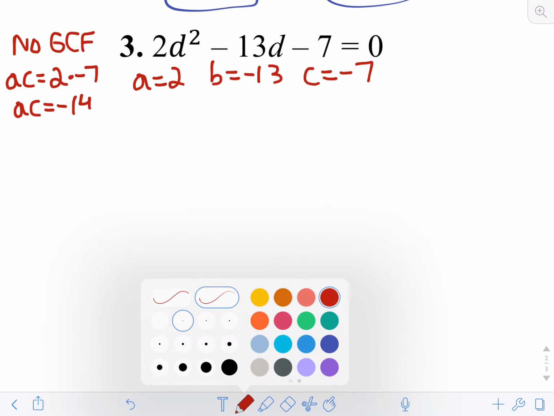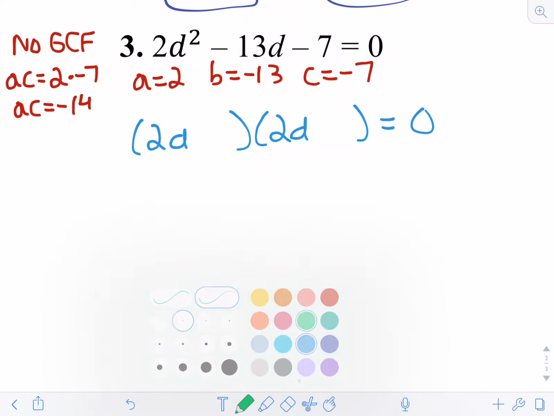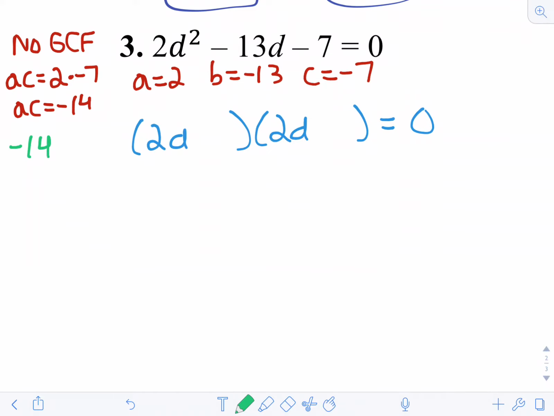Right, so I know that I'm going to have 2D plus or minus something, 2D plus or minus something, and that's going to be equal to 0. So I'm going to look to see what two numbers will multiply to give me negative 14 and add to give me this negative 13. To do that, look at your signs. So I know that since the last one's a negative, we're going to have a loser and a winner. The winner is the middle term, so the winner is negative, losers are positive.